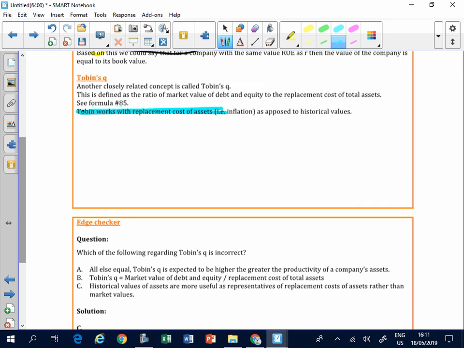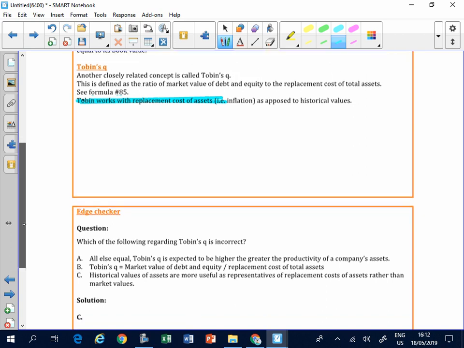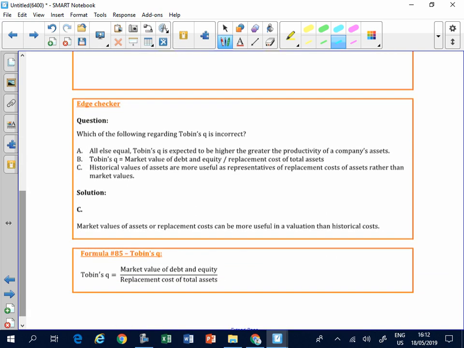If you just have to put up a factory to make bread and you can make lots of profit on it, you'll do it. How much does it cost to do this? That's basically what they want to see: whether they can generate more profit from it than the cost of doing it. That's essentially why we do something like that. And the formula is the market value of debt and equity divided by the replacement cost of total assets.